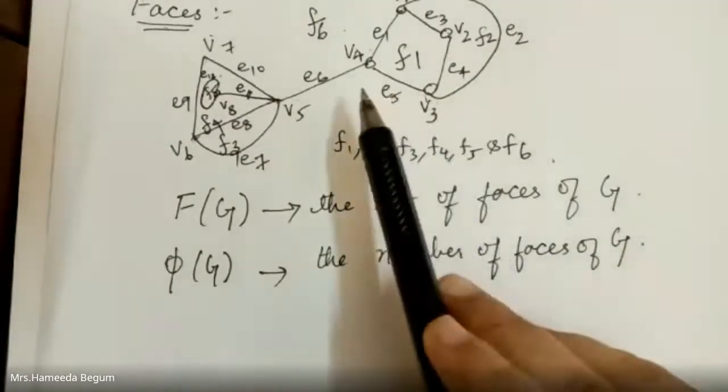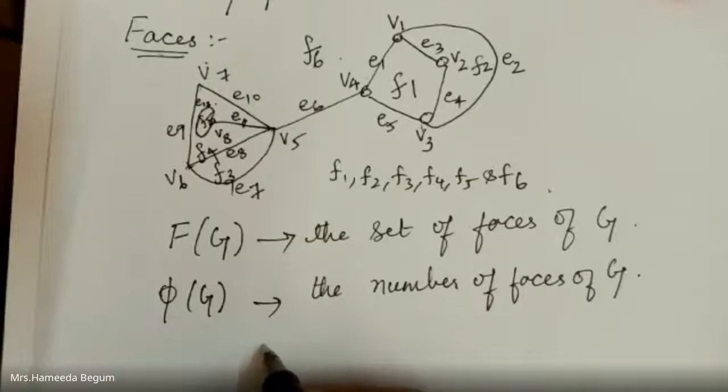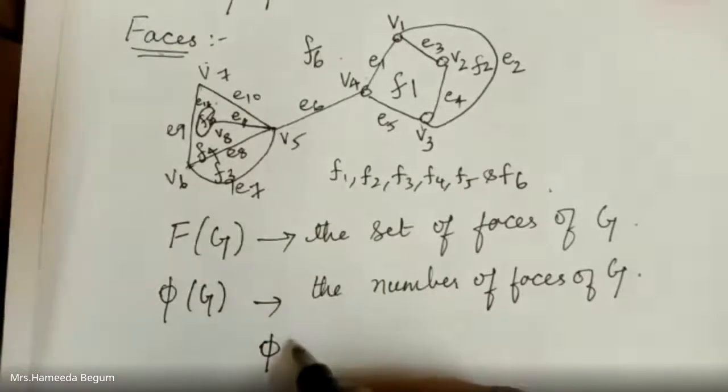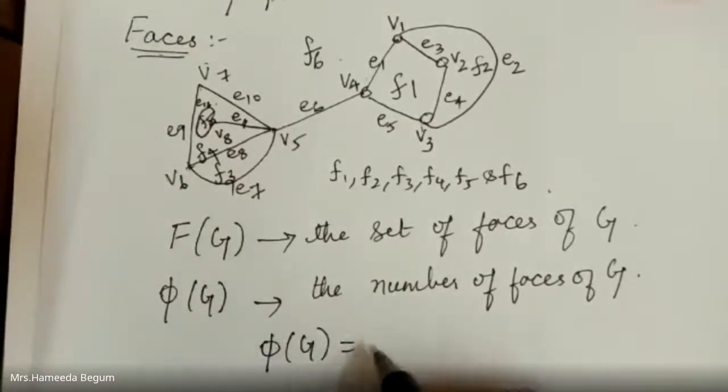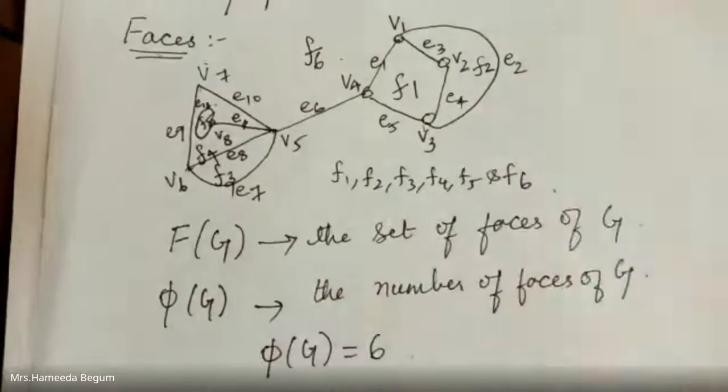How many faces are there for this graph, girls? 6 faces. Yes. Because they are having 6 faces, for this graph, phi of G is equal to 6. Okay. Next one, we shall see the definition of exterior face.